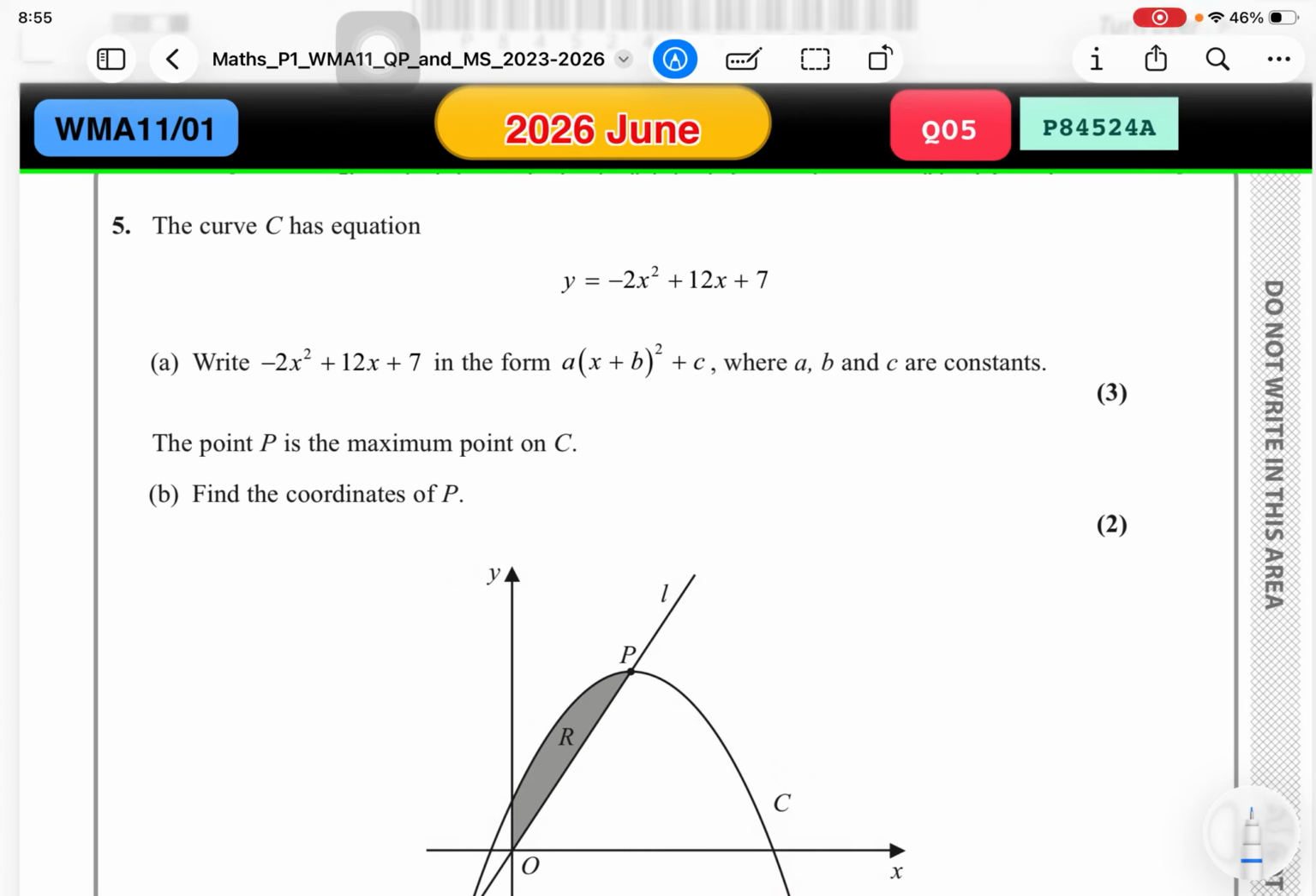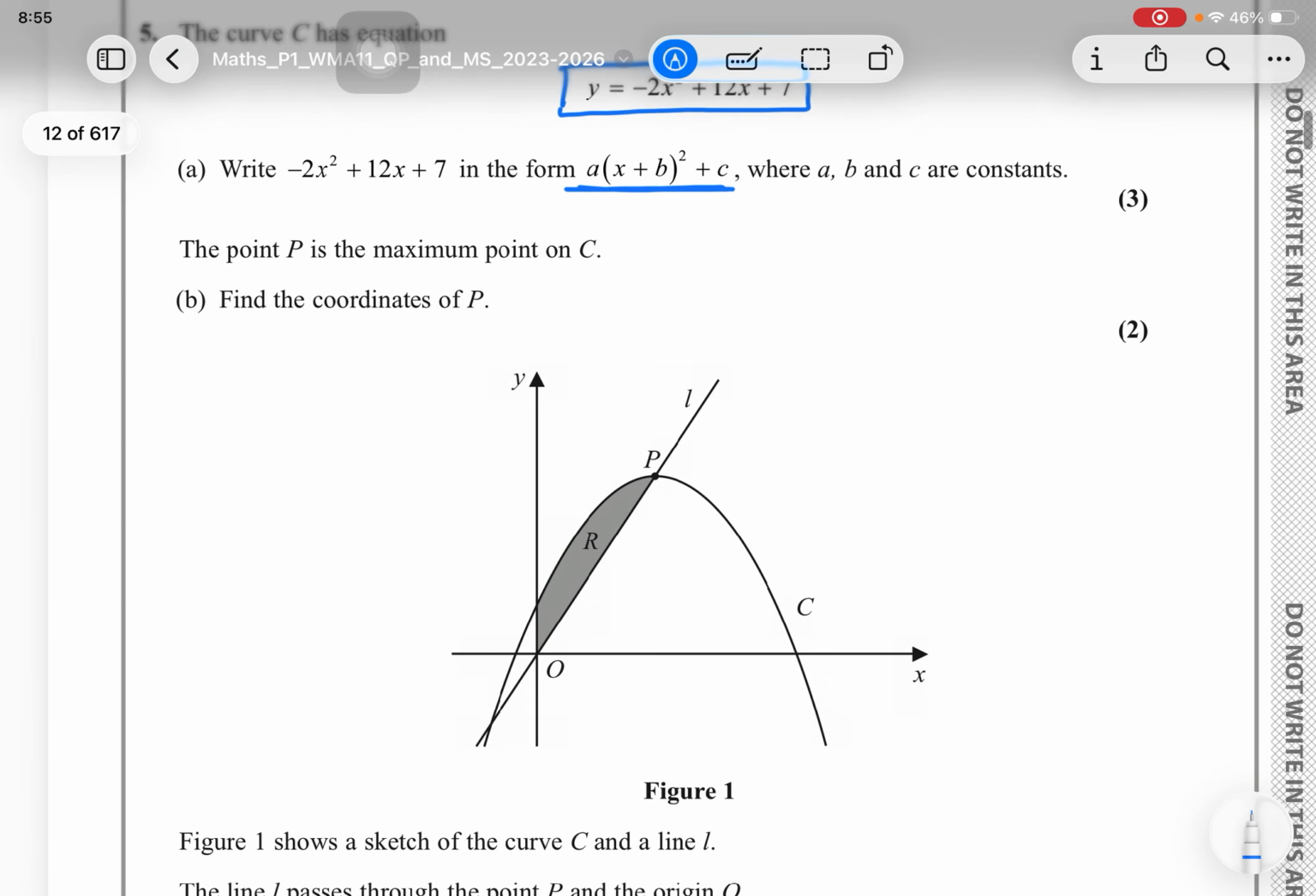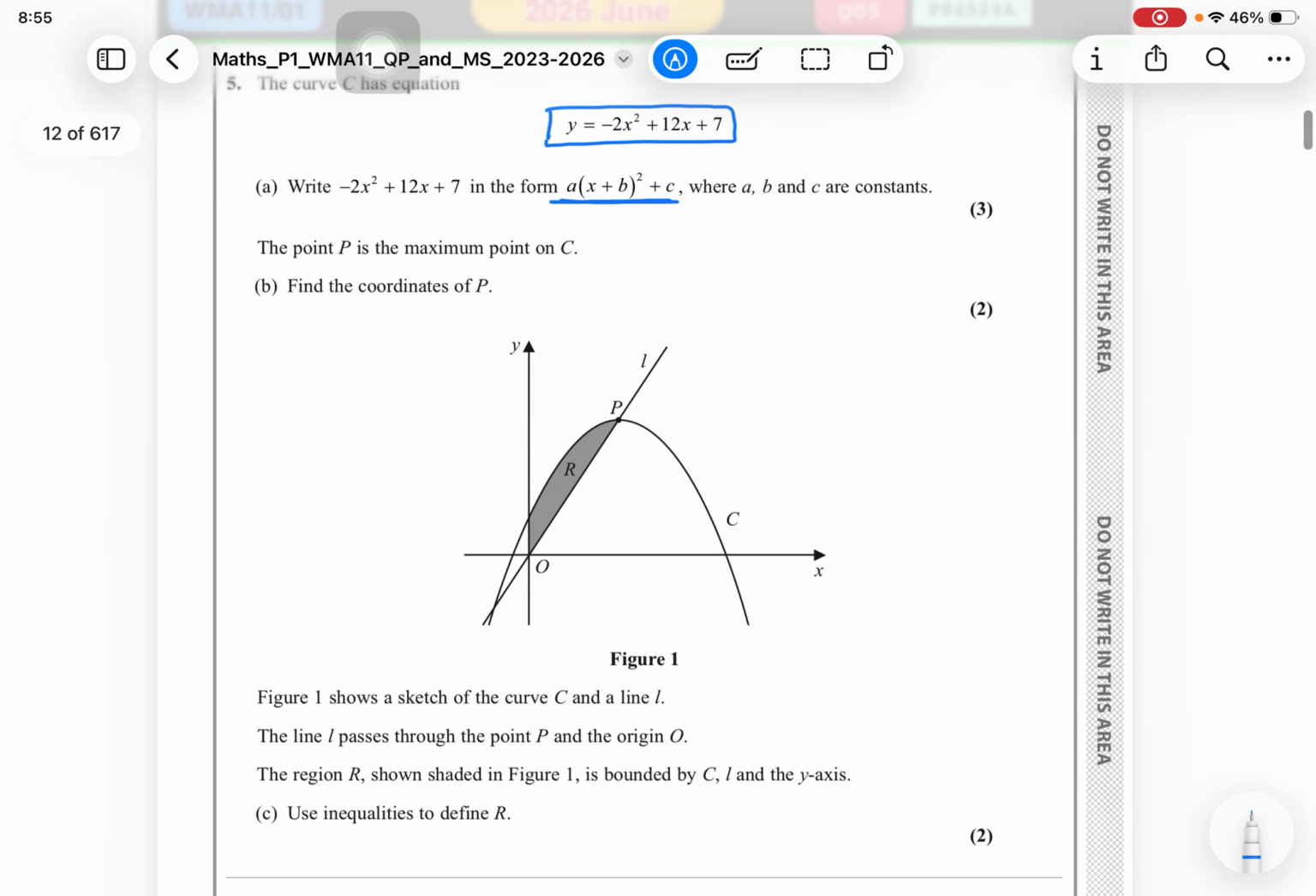2026 June question number 5. So it's all about a curve. The curve equation is given. The first thing they want us to show is in the form of this, which is kind of similar to completing the squares. Okay, let's go back and get that done in the first place.